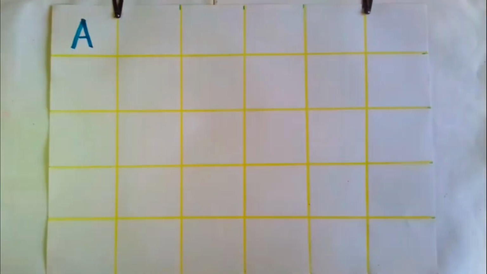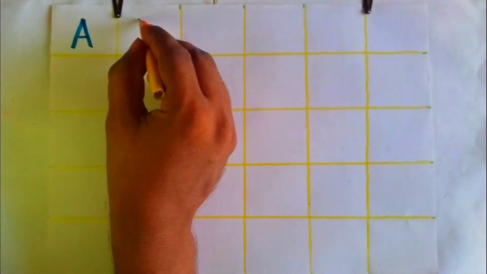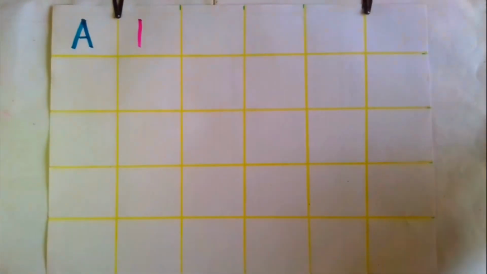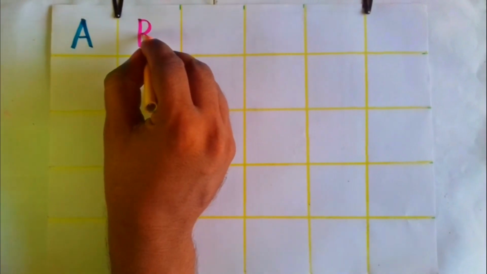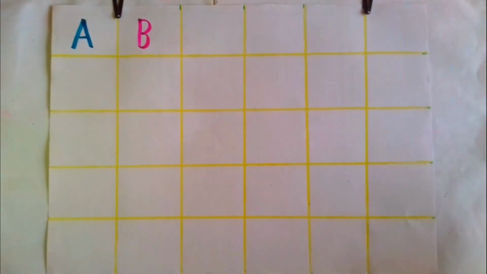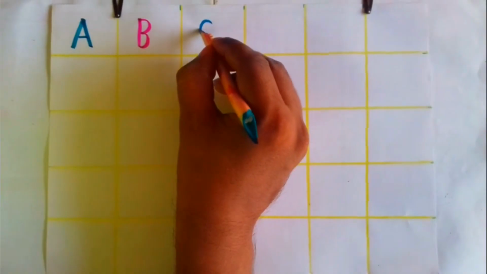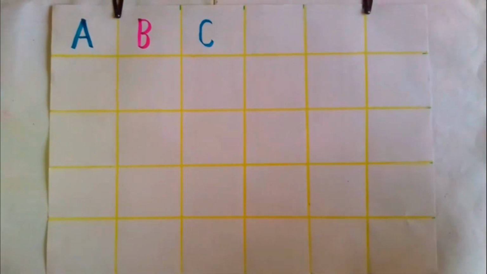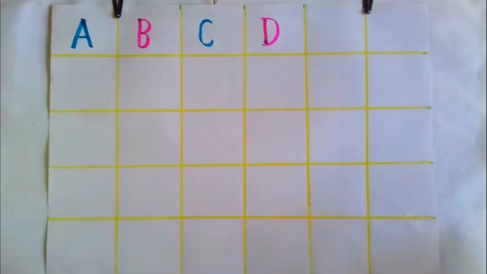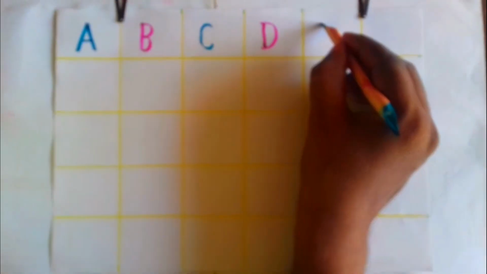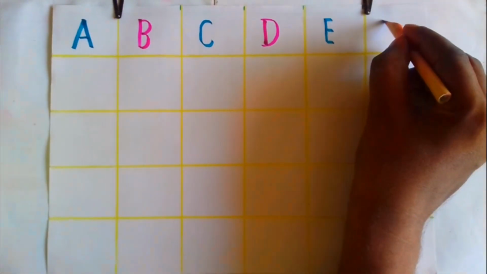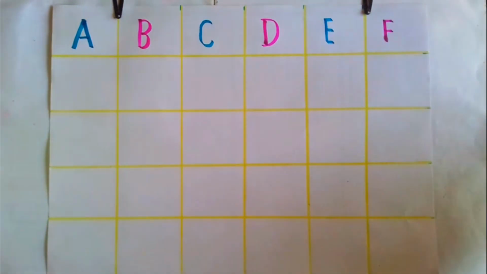A. A for apple. B. B for bag. C. C for cat. D. D for doll. E. E for egg. F. F for fish.